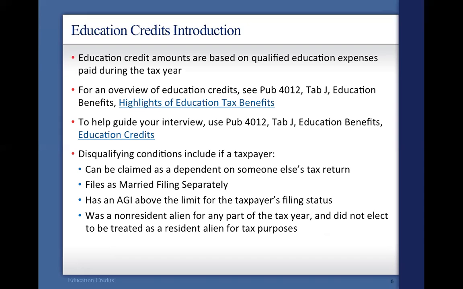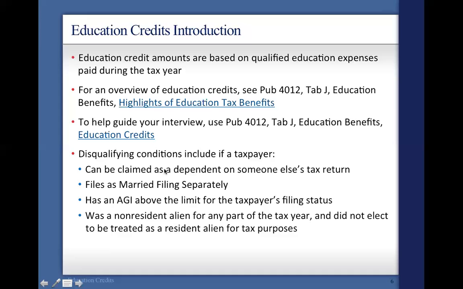So qualifying for those two really is based on where you are in life. American Opportunity Credit is those first 4 years of college. Lifetime Learning is just that. You're learning through your life and you have expenses that you want to pay for to better yourself. So those qualifying expenses, you can see those differences in row 3 there.